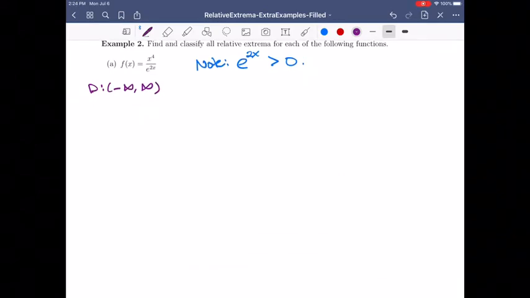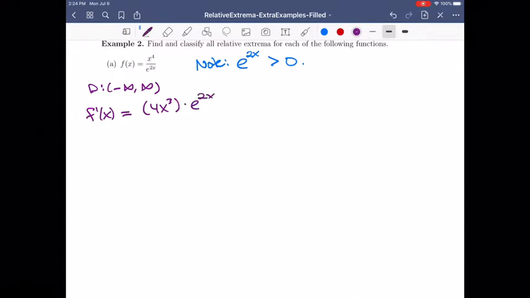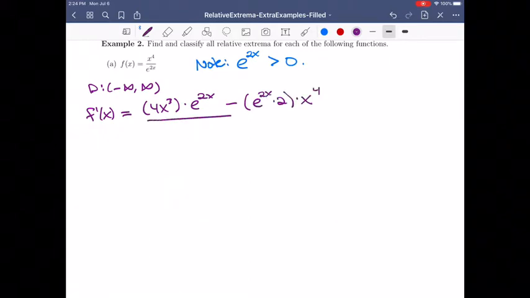Okay, so now we don't have any asymptotes or anything like that. So let's find the derivative. We're going to have to use the quotient rule. So it's going to be the derivative of the top, so that's 4x cubed times the bottom, e to the 2x, minus the derivative of the bottom, which is e to the 2x times 2, times the top, which is x to the 4, all over the bottom squared.